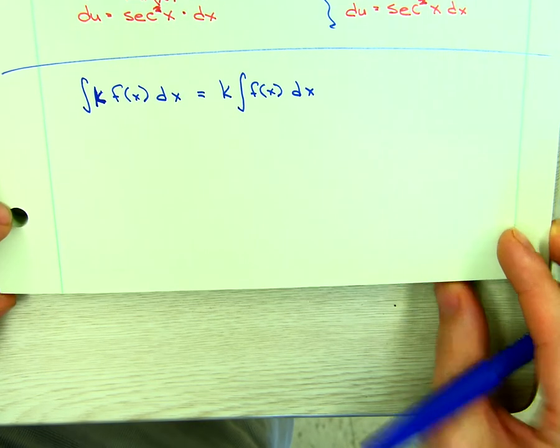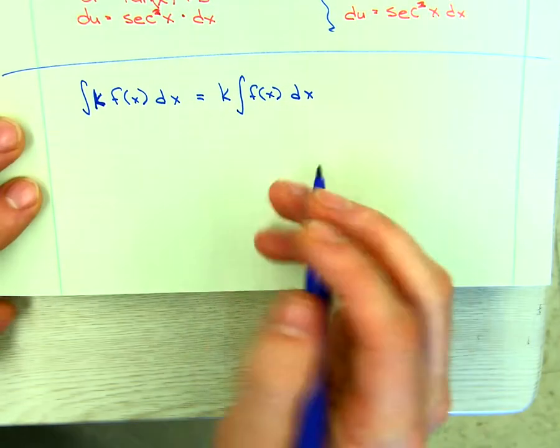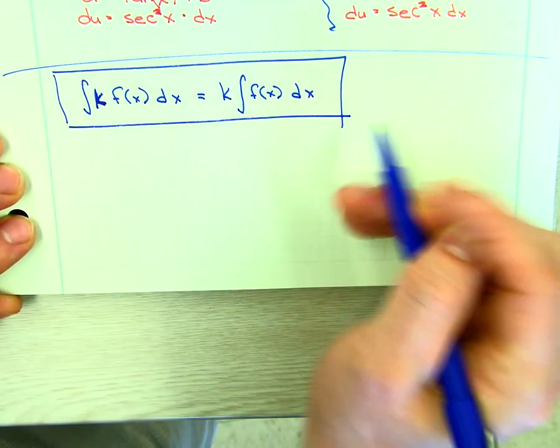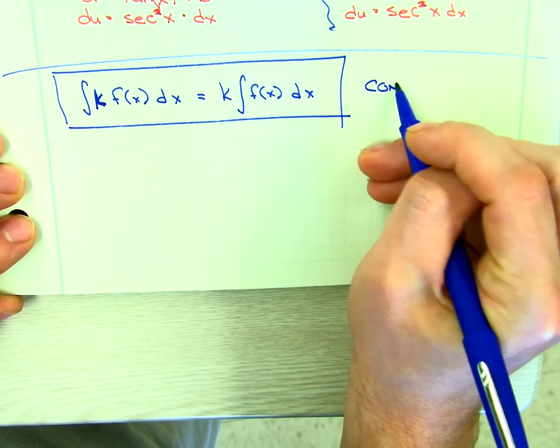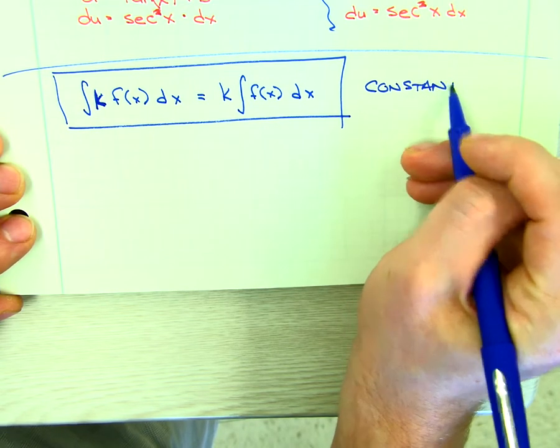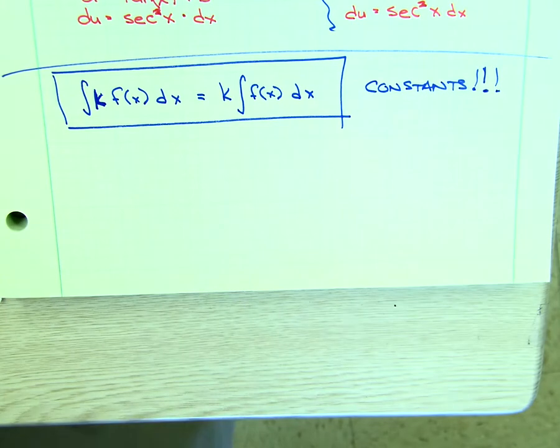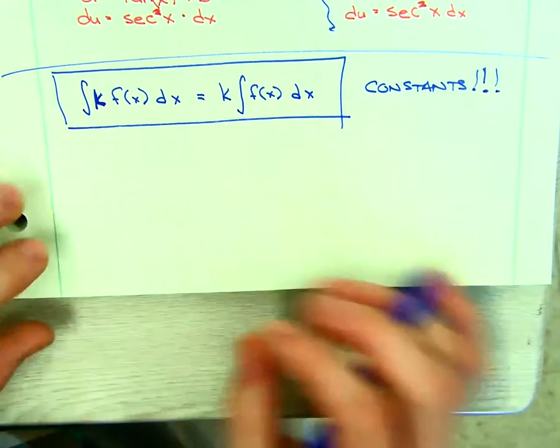Now let's take a look at the first problem up here, problem A, that I was just doing. Let me go ahead and just box this and put constants. That way you can look back in your notes and know exactly what rule this comes from.